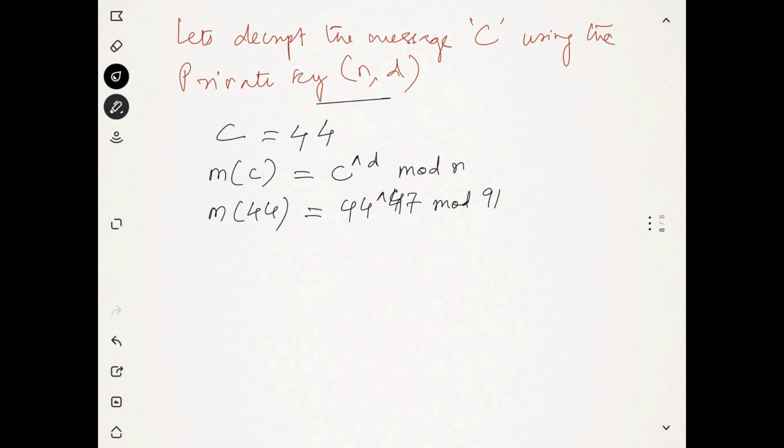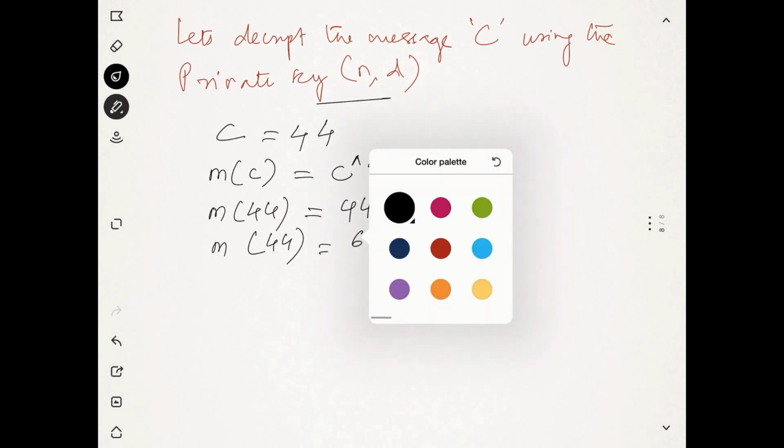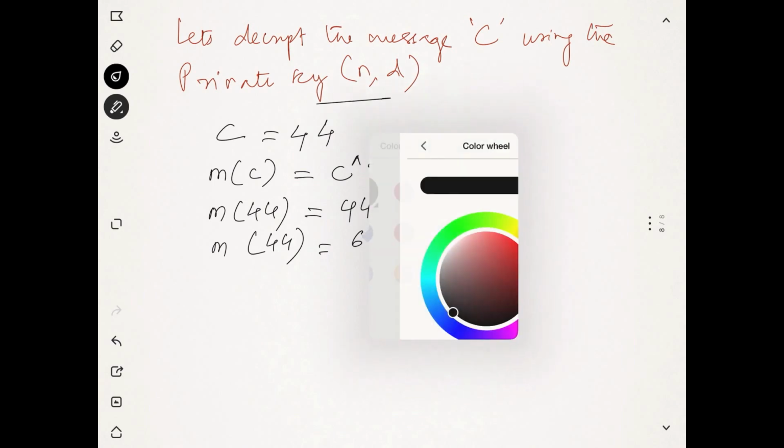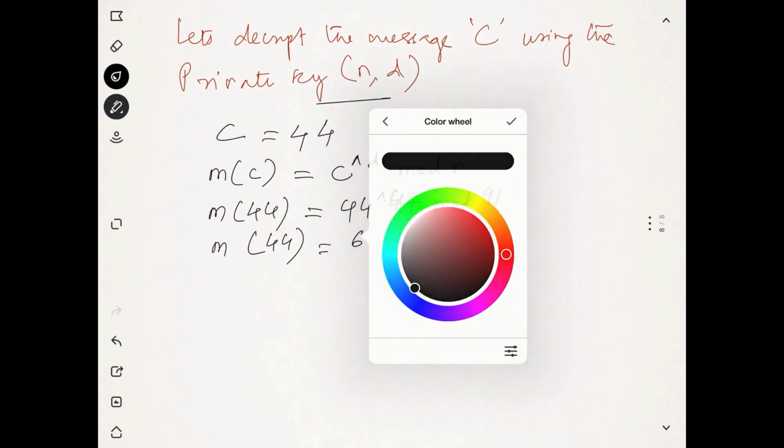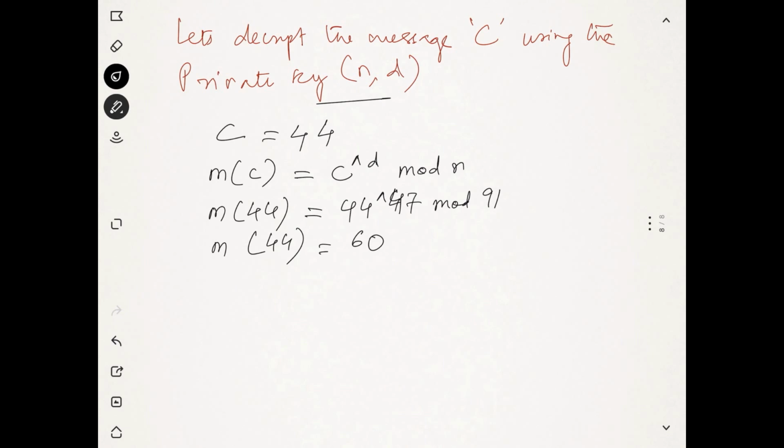and m of 44 equals 60 in that case. So m is 60. So we have the secret here. 60 is the original message. So that is how the decryption is done. Alright, so that is how we do the encryption, and we have done the decryption as well.